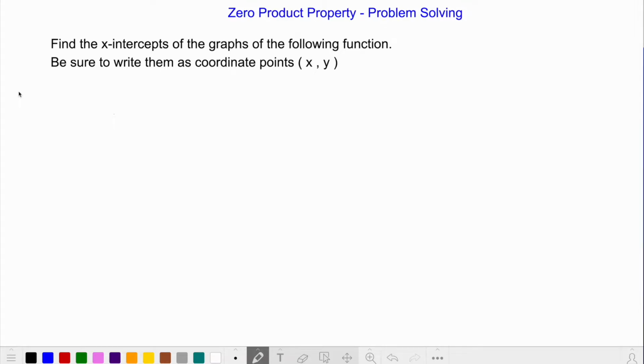Hi everyone, welcome back to Hein Academy, and in this video we are solving problem number 4 on finding the x-intercepts using zero product property on quadratic equations.